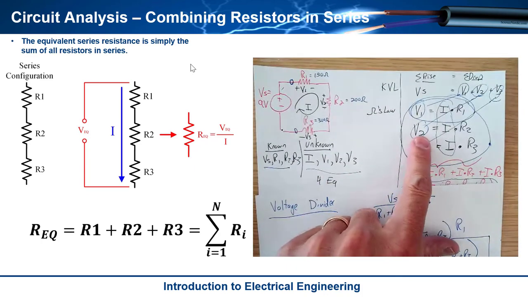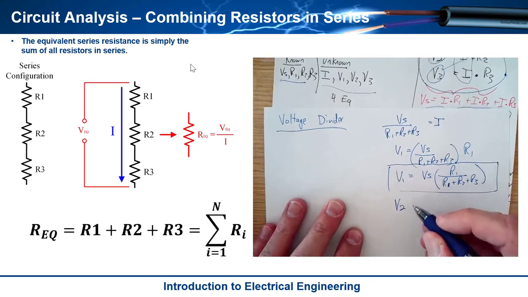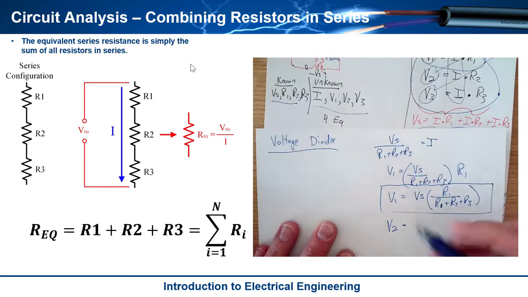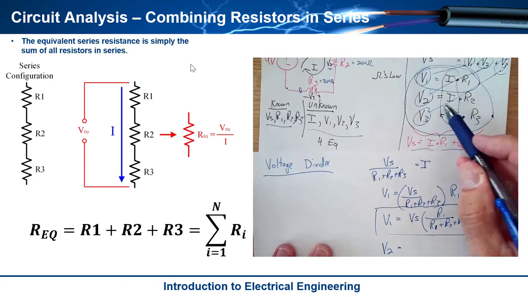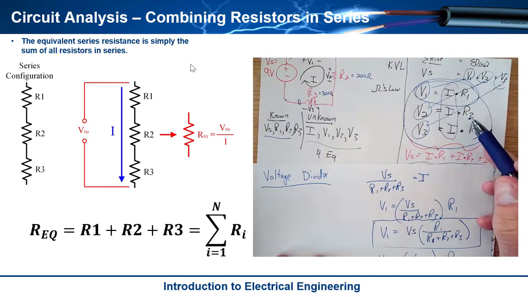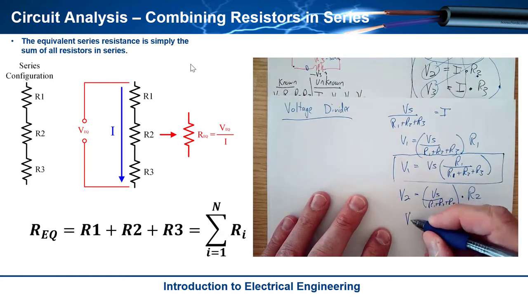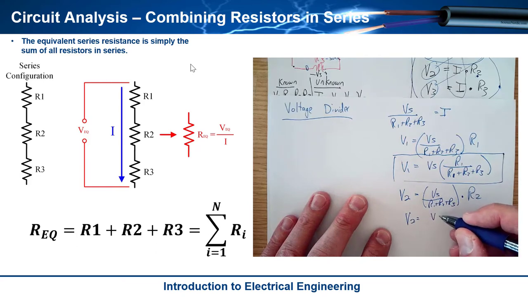Let's try it again for the second case. Going back up to Ohm's Law, V2 is equal to I times R2. I plug in I, which happened to be Vs over R1 plus R2 plus R3, multiplied by R2. And look at this one, it's almost in the exact same form. If I rearrange this, V2 is equal to Vs multiplied by R2 over R1 plus R2 plus R3.